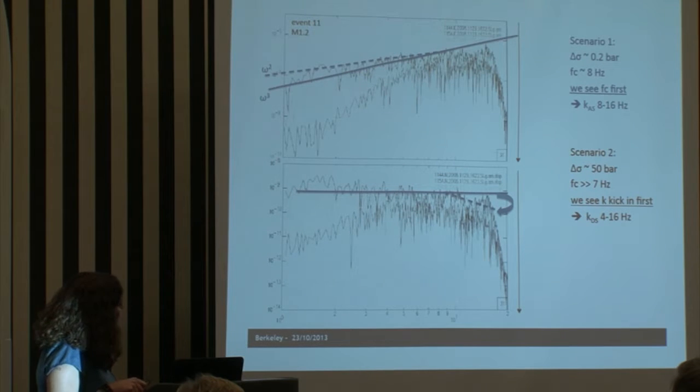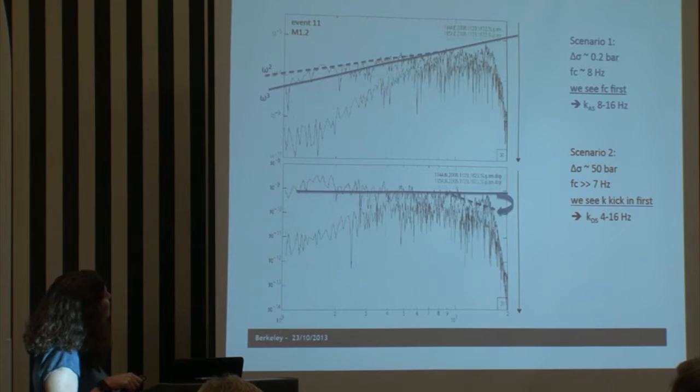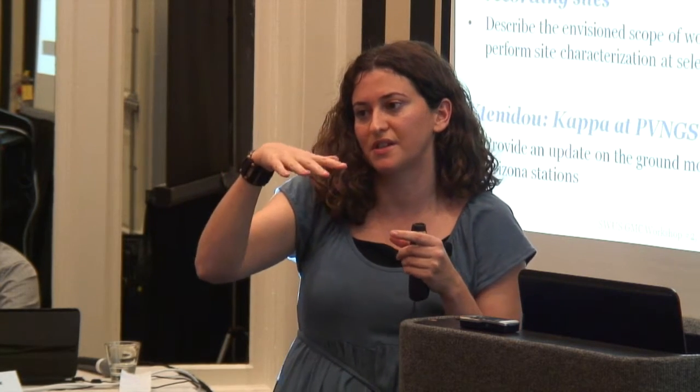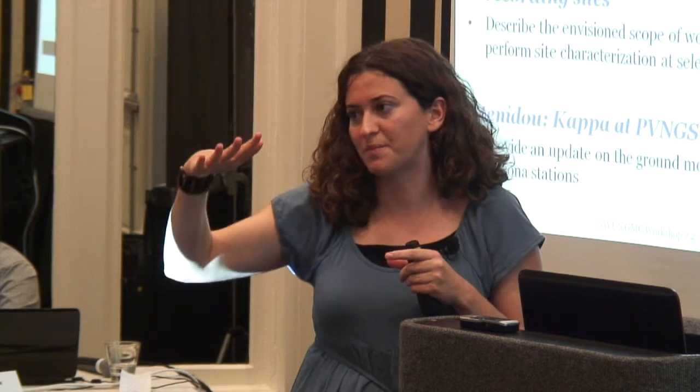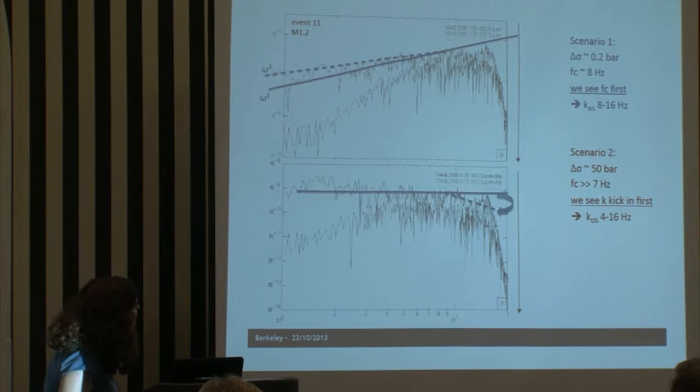Scenario 2, which gives us a stress drop of around 50 bars, would say that corner frequency should be somewhere out here, so between here and there, really. So the kink here must be kappa kicking in before the corner frequency and starting to chew up what should otherwise keep going out to the corner frequency, which is totally invisible to us.